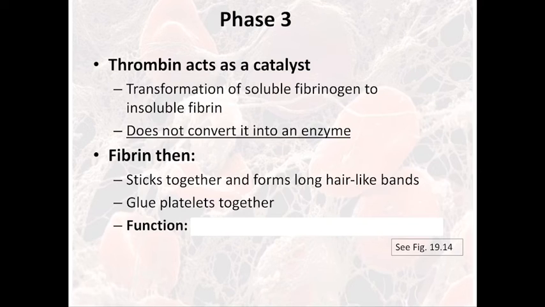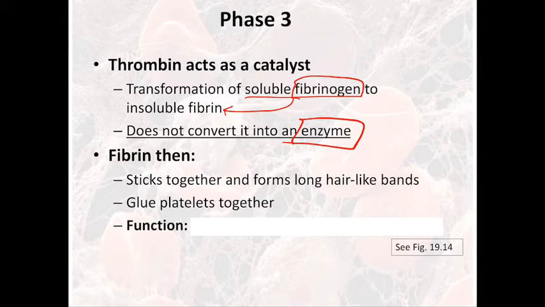Okay, thrombin is a catalyst. What happens is that it transforms the soluble form of fibrinogen. Again, fibrinogen is a clotting protein that's just always in our blood, but it's not activated until it gets turned into fibrin. Thrombin is the enzyme that does that. Thrombin turns fibrinogen into fibrin. This is the last step, so it doesn't convert it into an enzyme. It converts it into a clotting protein.